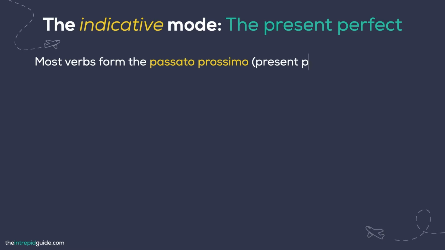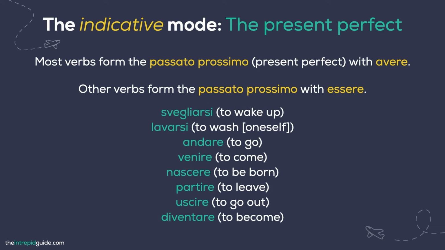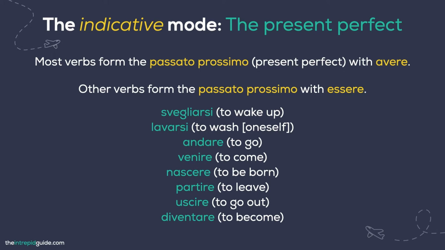Most verbs form the passato prossimo with the verb avere. Now, other verbs form the passato prossimo with essere. Typically, these are verbs like svegliarsi, to wake oneself, lavarsi, to wash oneself, and so on. And verbs that are mainly used to talk about movement or a change of some kind, including andare, to go, venire, to come, nascere, to be born, partire, to leave, uscire, to go out, diventare, to become, and so on.